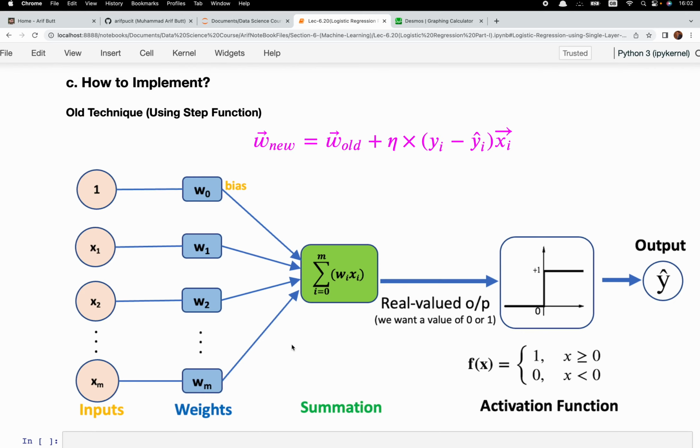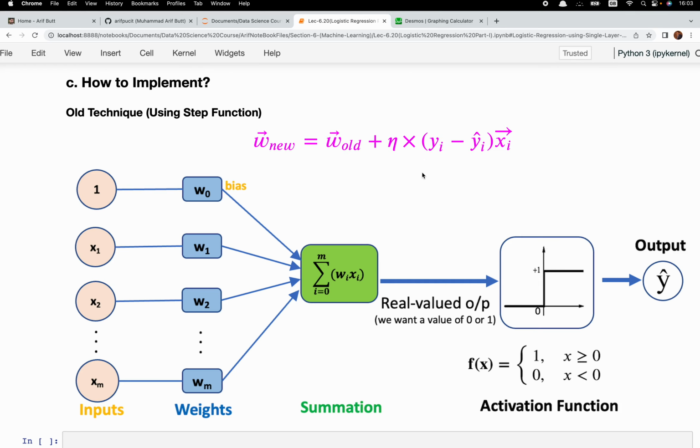Okay, now the next natural question that will come to your mind is how we can implement this new logic. Once again, note this equation, which is updating the weights. The new model coefficients or weights is equal to old weights plus learning rate times y minus y hat multiplied by feature vector x. The update will occur only when y and y hat are different. When both are 0 or when both are 1, the weights will not change.